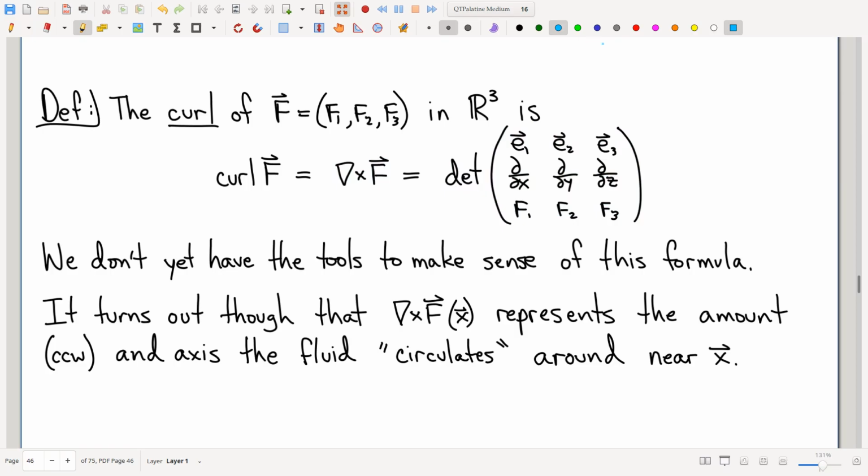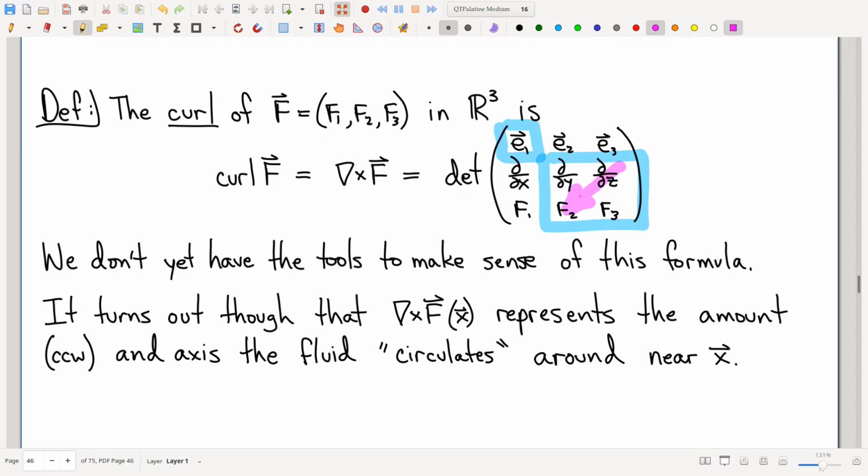Y'all know how to take determinants. You go across the top, right? Okay, so let's start with here. I'm going to multiply by the determinant of this little submatrix, which is the y partial of F3 minus the z partial of F2.